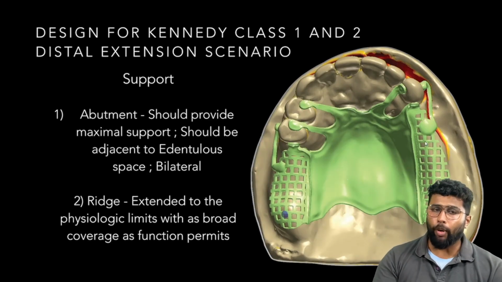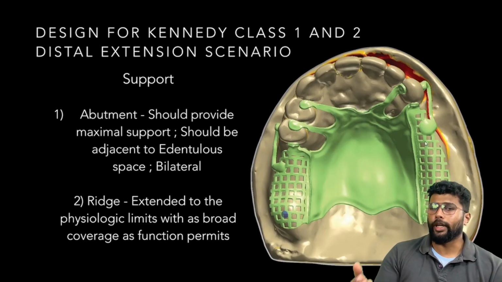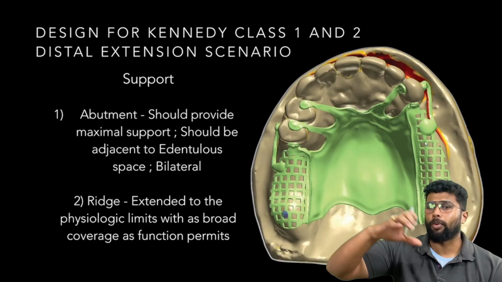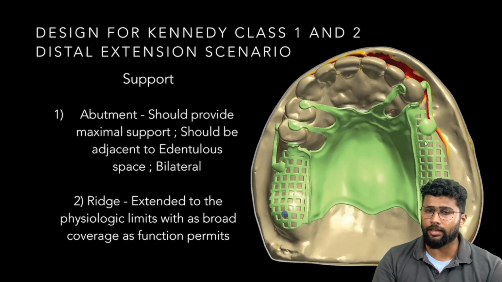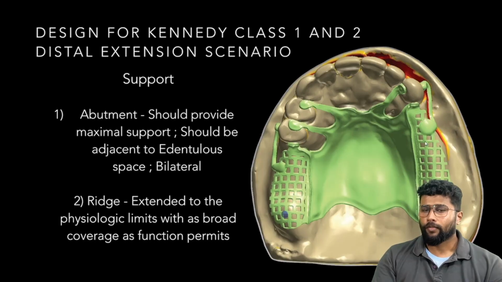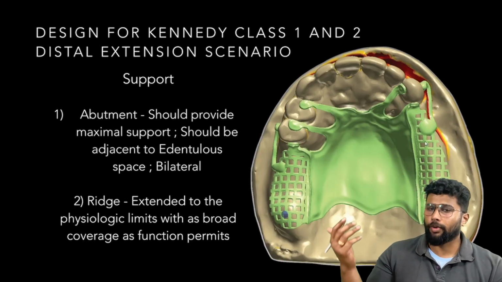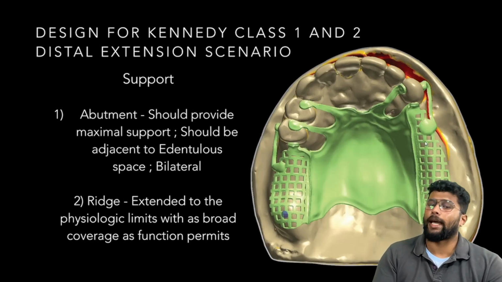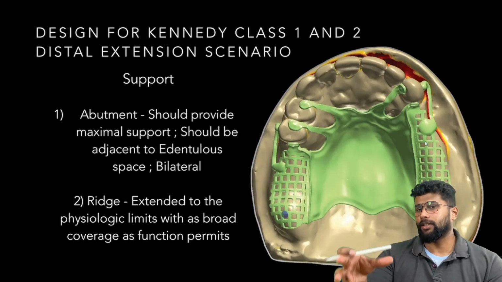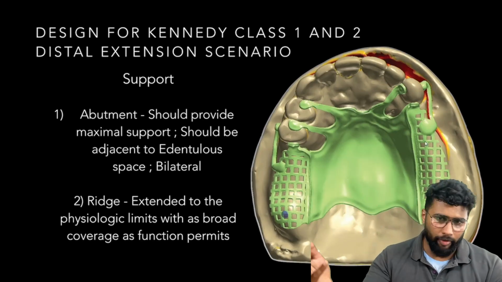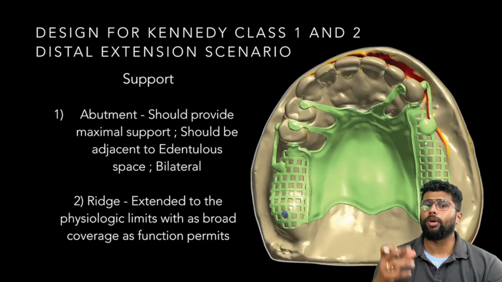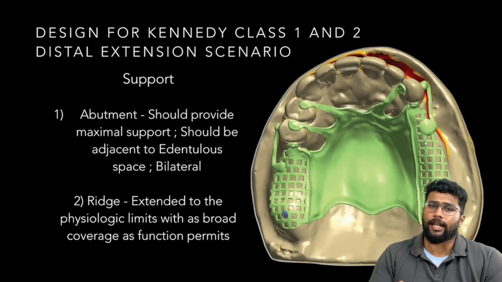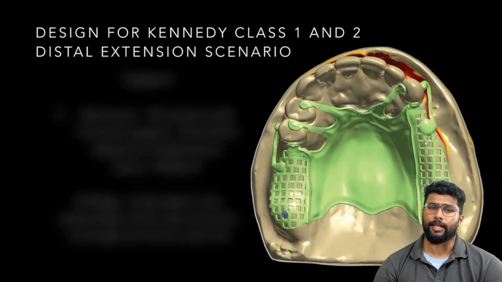And when we come to support, the abutment should provide a good degree of support, and you should take support from the distal abutments on both sides. Onto the ridge, you will be extending it to the physiologic limits because the mesh always extends to the tuberosity or 2/3 of the distal extension span in case of the lower arch. And there are specialized impression techniques to be able to record as much of the ridge area as possible, which we'll be discussing soon. And we have to load it within the functional limits and cover as broad areas as possible and take as much support as possible in these distal extension cases.